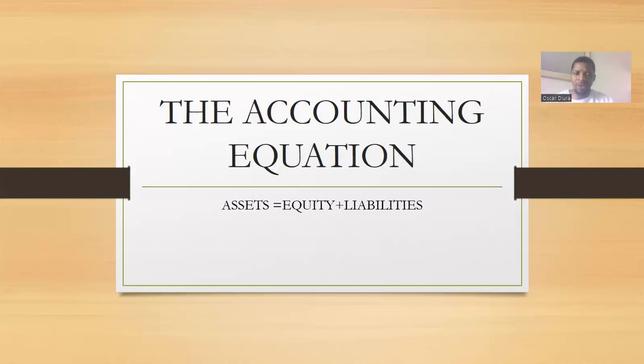So if we add what you have raised yourself plus what you have borrowed from others, together we get enough money to buy all the assets in your business. So assets is equal to equity plus liabilities. Whenever you buy an asset, it's either going to be financed by your own funds or you are going to borrow from other people. So assets should always equal equity plus liabilities at all times.